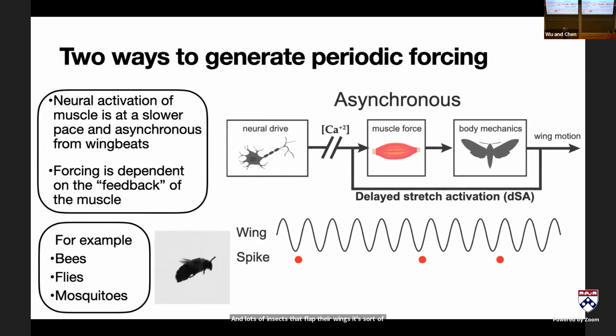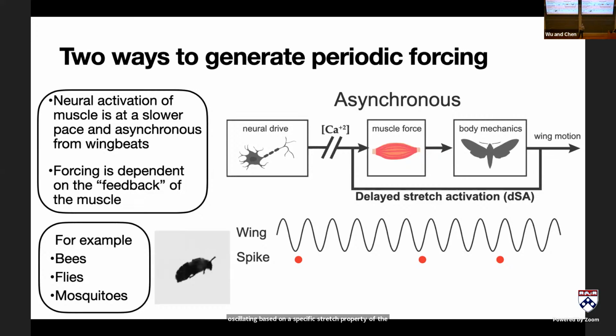And lots of insects that flap their wings at slow speeds use this synchronous drive. But there's a huge class of insects that use what's called asynchronous drive. Asynchronous means that for many of the cycles of the wing beat, there's only a few instances where the muscle is actually receiving a signal from the brain, or really from the thoracic ganglia. In most of the periods of oscillation, the wing is oscillating based on a specific stretch property of the muscle itself that's causing it to oscillate in an autonomous fashion.